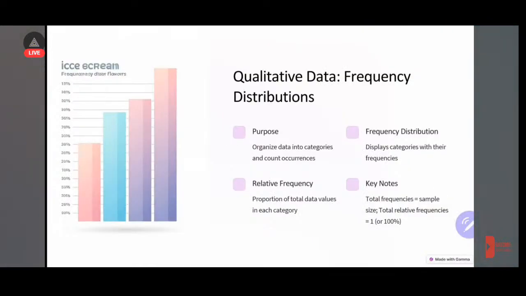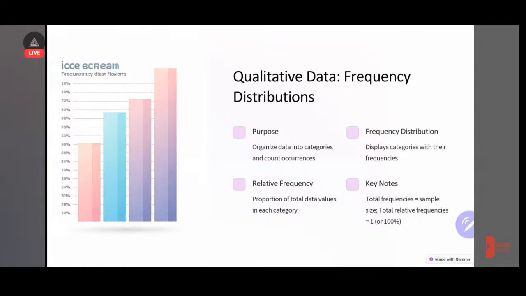Now, the first thing we'll be talking about is the qualitative data. And here, I'll be talking about the frequency distribution. What is the purpose of the frequency distribution? The main purpose is to organize data into categories and count occurrences. For example, we talk about the gender. For the gender, we have the male and we have the female. These are the categories. So, how to organize the data into these categories? This is the major purpose of the frequency distribution.